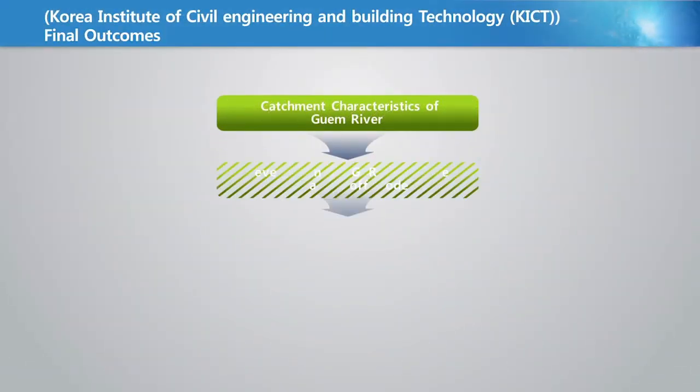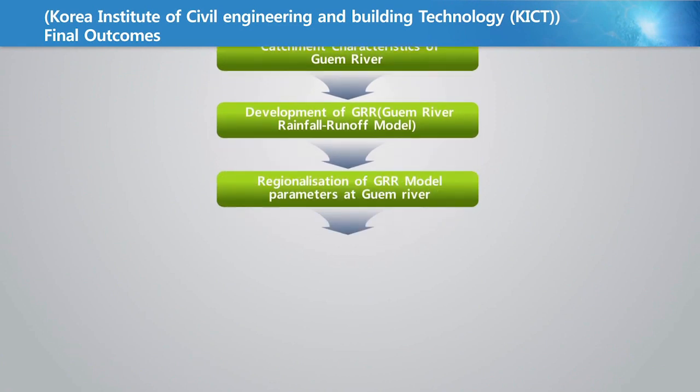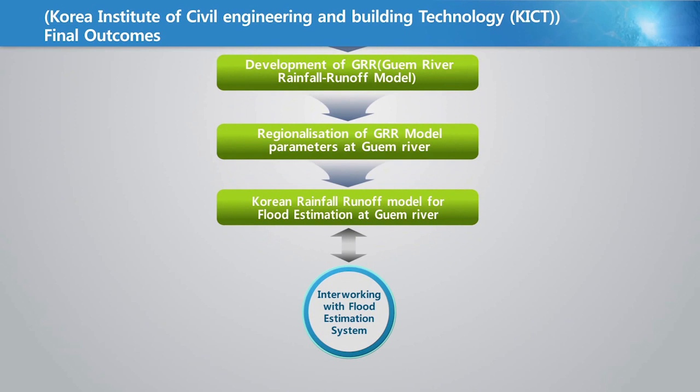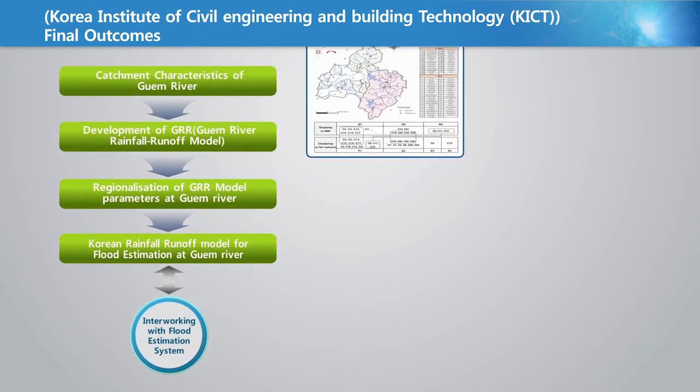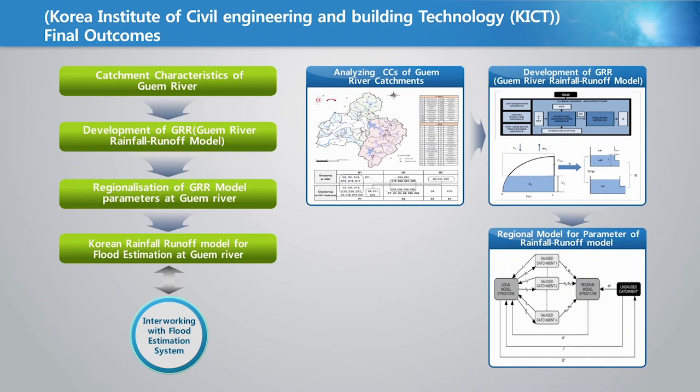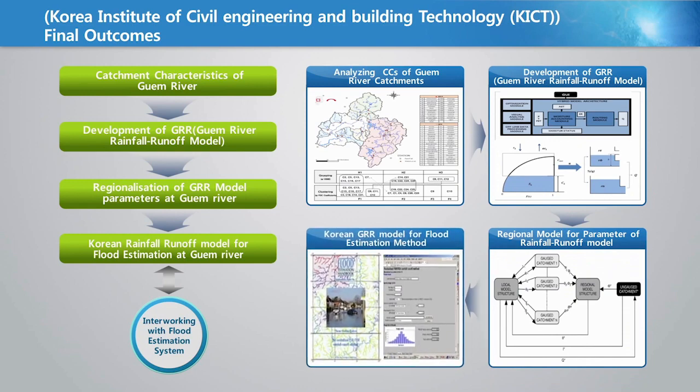A Korean conceptual rainfall runoff model is developed based on hydrological data of Kum River region. Further, the regionalization of rainfall runoff model parameter is developed for application at ungauged catchments. It aims to develop a Korean conceptual rainfall runoff model for flood estimation at gauged and ungauged catchments.